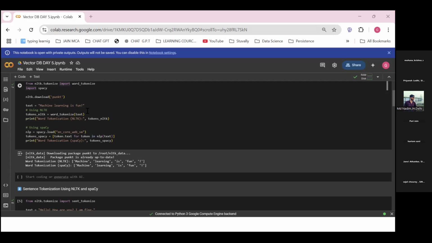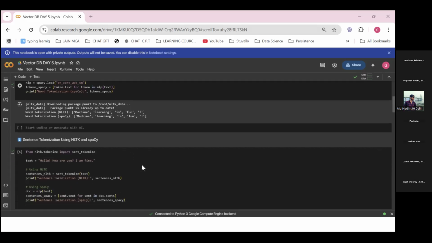So this is how we are using the normal NLTK library, and from that we are using the word_tokenize function, and using word_tokenize we are just splitting this into separate sentences.